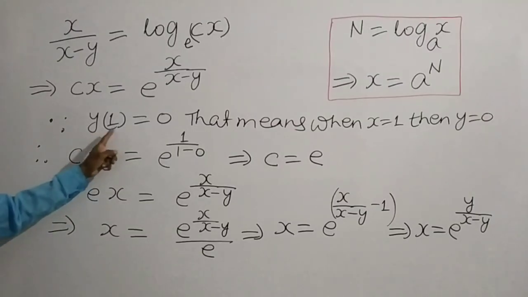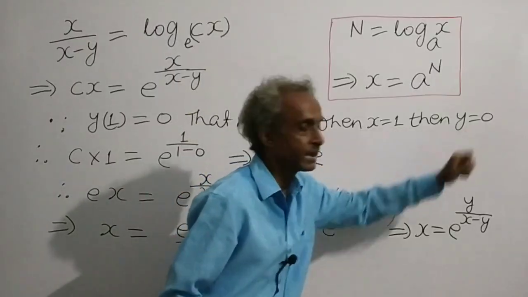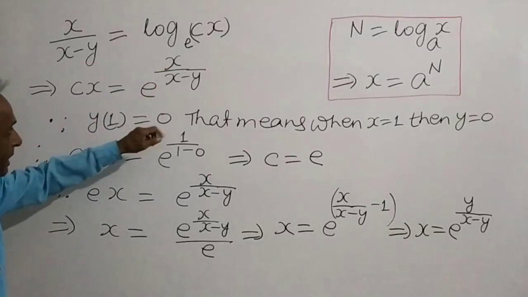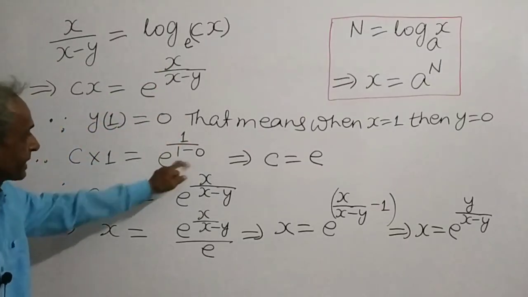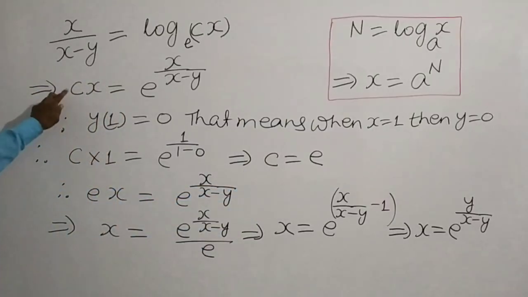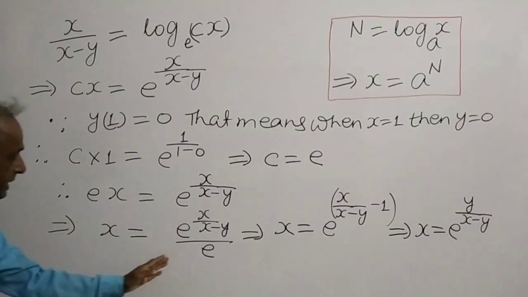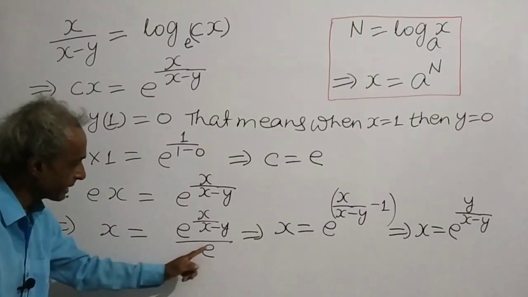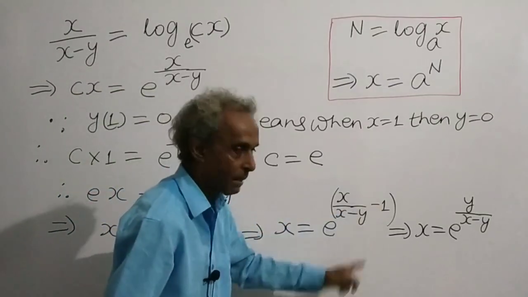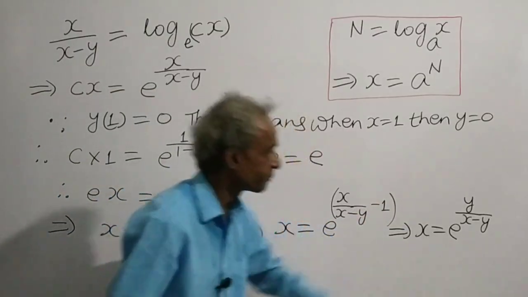Since it is given that y(1) is equal to 0, that means when x is equal to 1, then y is equal to 0. Putting 1 in place of x here, and 0 in place of y here, we get c is equal to e. We write e in place of this c here. Shifting this e on the right hand side, e in the denominator means e to the power 1. Subtracting power 1 from this power, we get this.